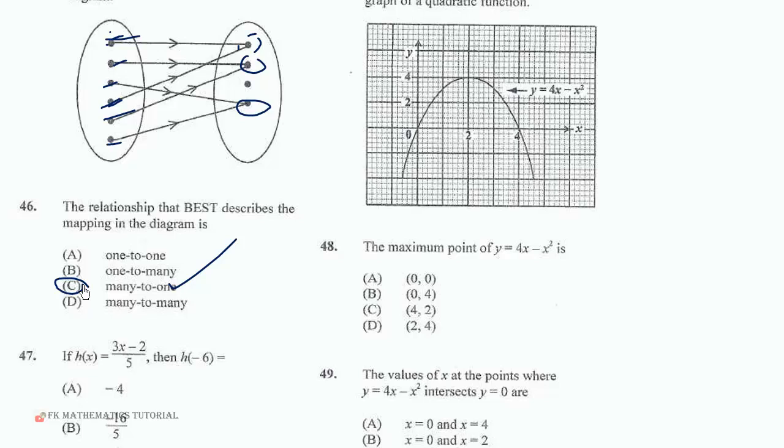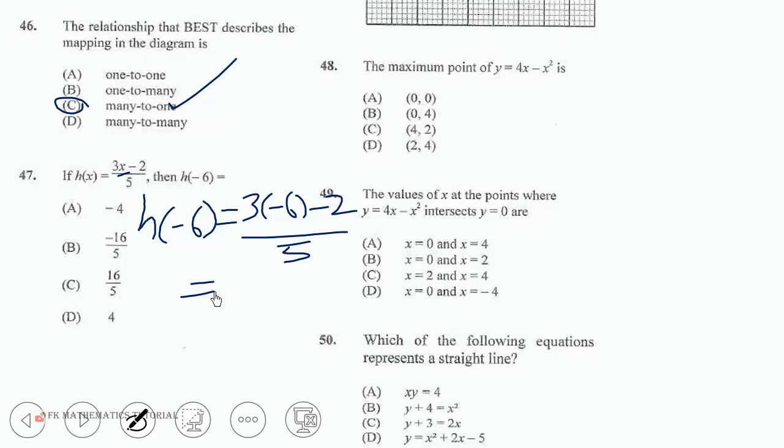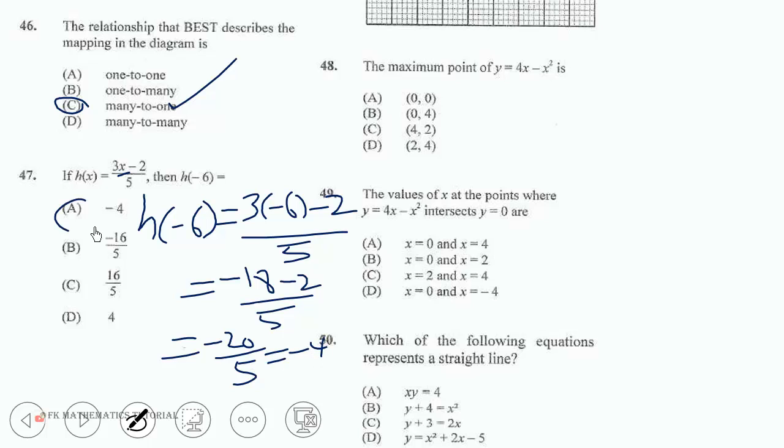If h of x equals 3x minus 2 all over 5, then h of negative 6 is equal to, so for h of negative 6, you put negative 6 wherever you see x here. So you get 3 times negative 6 minus 2 all over 5. 3 times negative 6 is negative 18, minus 2, all over 5. Negative 20 all over 5. And this will give you negative 4. So the correct answer is option A.